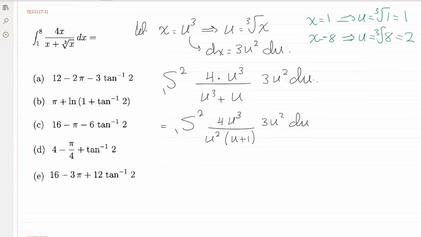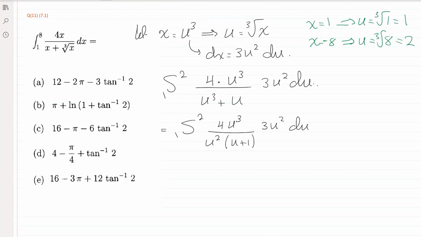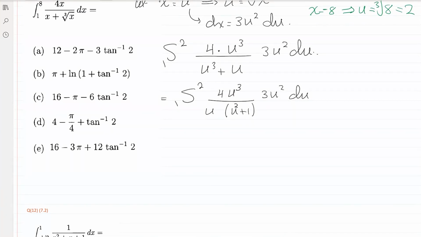What's the problem? Denominator u, not u square. Now you simplify the power here with that one here. So the integral now becomes the integral from 1 to 2 of 12u^4 over u^2 + 1 du. This is my question.